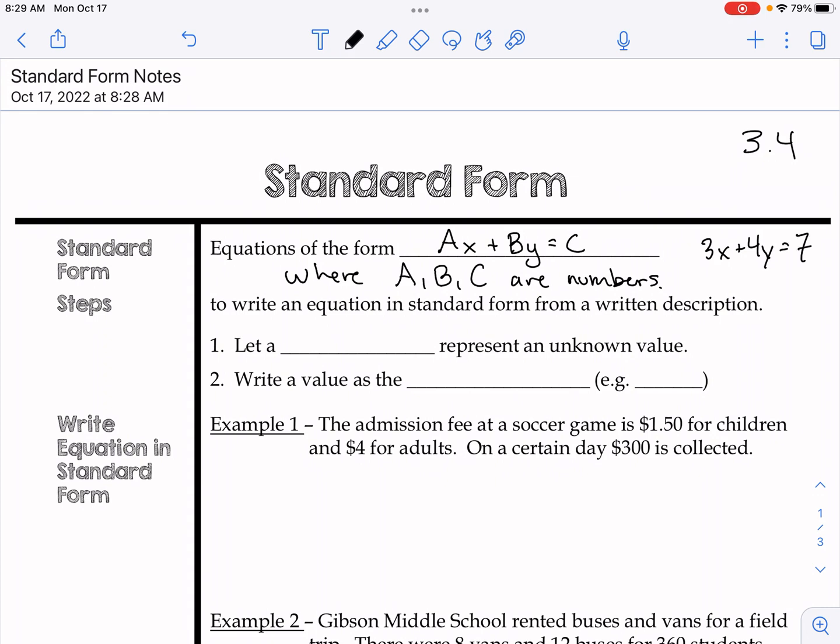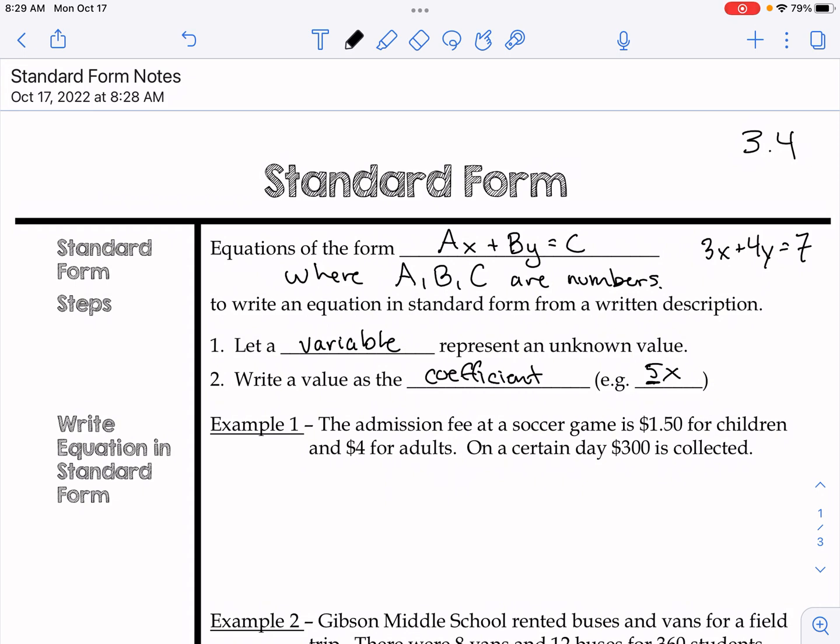Okay. Steps to write an equation in standard form from a written description, which we're going to do for this first one, is you're going to let a variable represent an unknown value. We're going to actually have two unknown values. And number two, write a value as the coefficient. Coefficient is, we talked about this in equations, a number in front of a variable. So an example is like 5x, the 5.